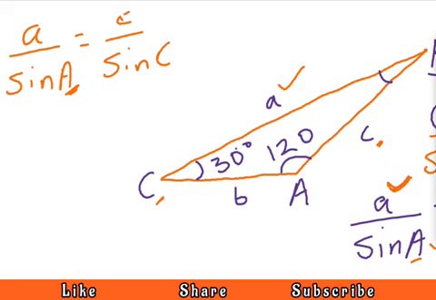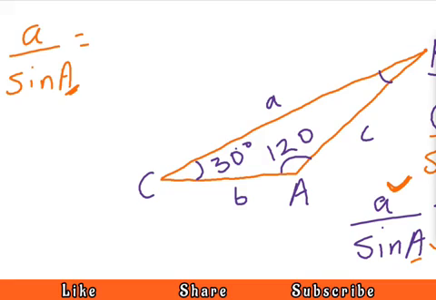C over sin C, this will not work. Why? Because we have angle C, but we don't have side C. That means it will not work because we don't have side C. So this means I can't use C over sin C in combination with A over sin A to form a sine rule formula which I will use to find side A.